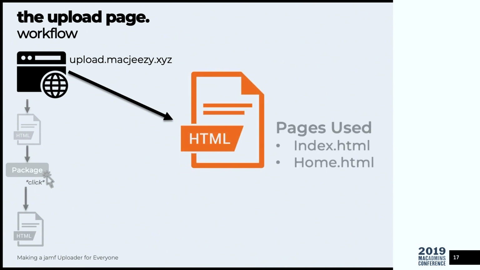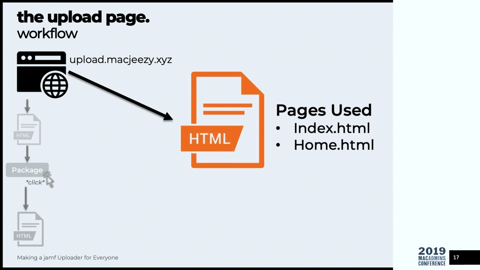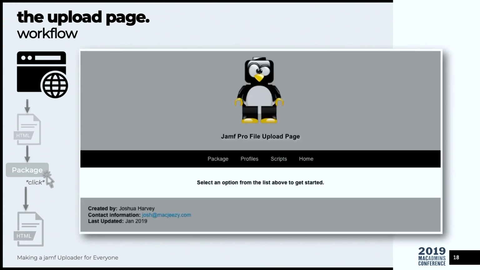So let's go ahead and type our URL for the upload page in a browser. When this happens, we see two of our HTML pages get called and loaded. The first one is index.html, and the second one is home.html. It'll look a little something like this.